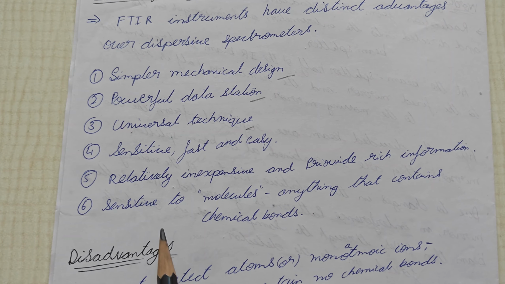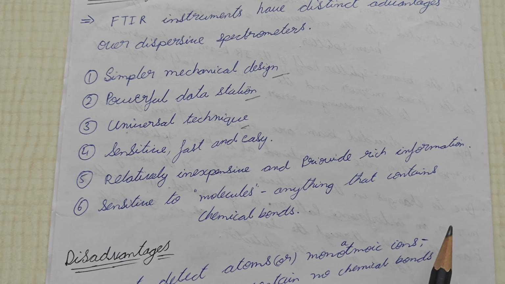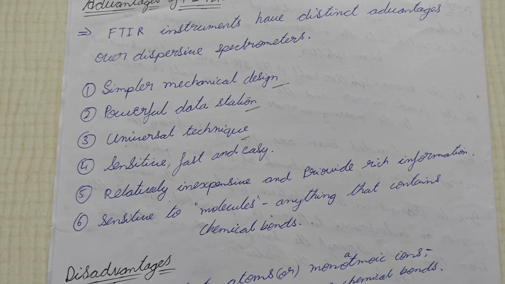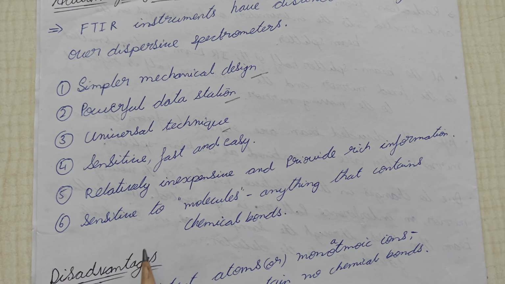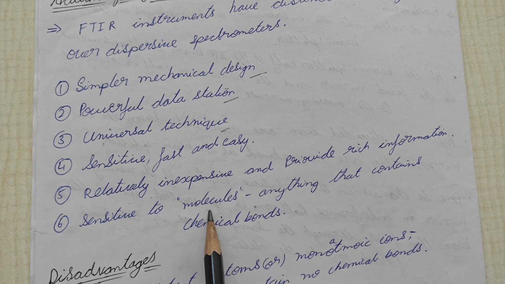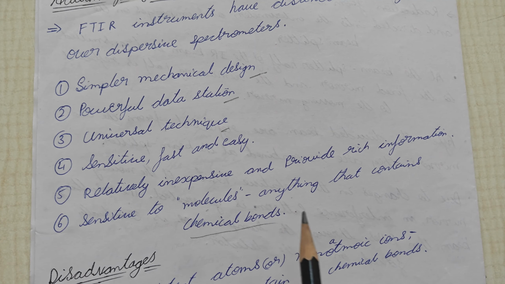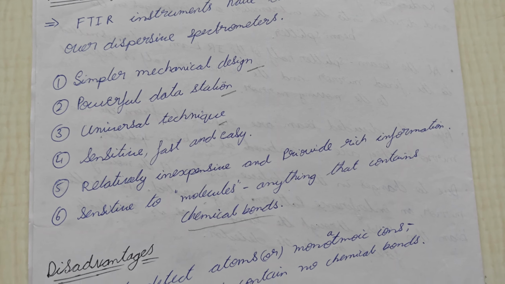Next, it is relatively inexpensive and provides rich information. Next, sensitivity to molecules: anything that contains a chemical bond. It is very sensitive, so chemical bonds can be analyzed.